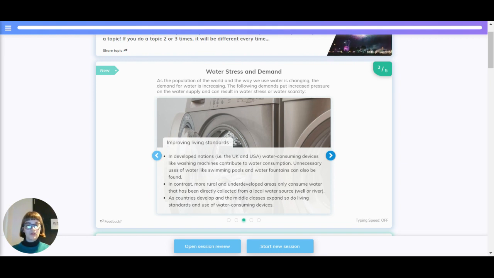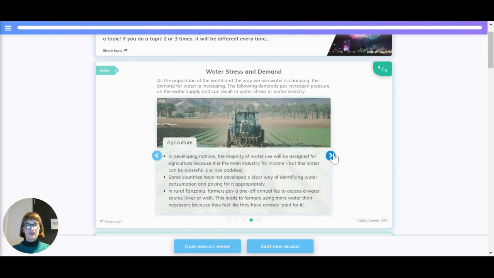In contrast, more rural and undeveloped areas only consume water that has been directly collected from a local water source, like a well or a river. As countries develop and the middle class expands, so do living standards and use of water-consuming devices.